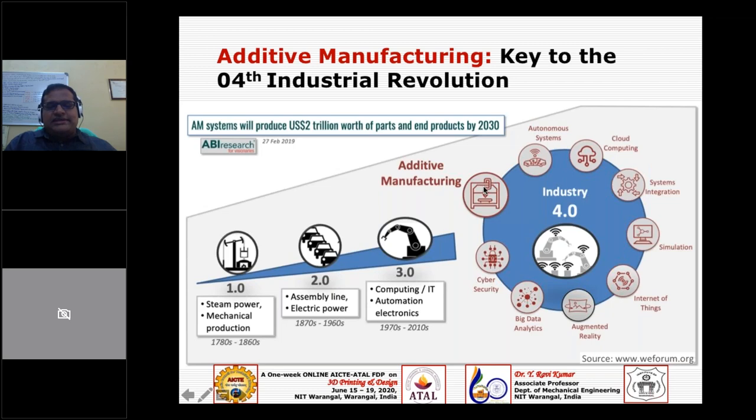So what about the nature of manufacturing in Industry 4.0? Manufacturing is getting shaped from subtractive to additive. That is the state of manufacturing during Industry 4.0, the fourth industrial revolution. As per research, AM systems will produce 2 trillion worth of parts and end products by 2030. This is the projection. What I'm trying to say here is that in the fourth industrial revolution, additive manufacturing is the key.